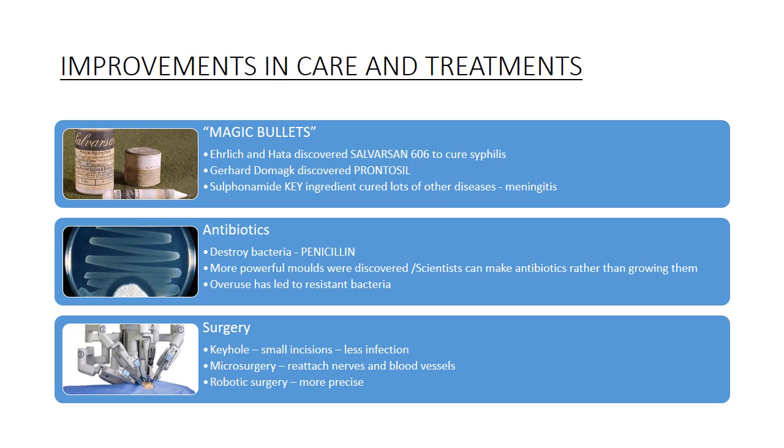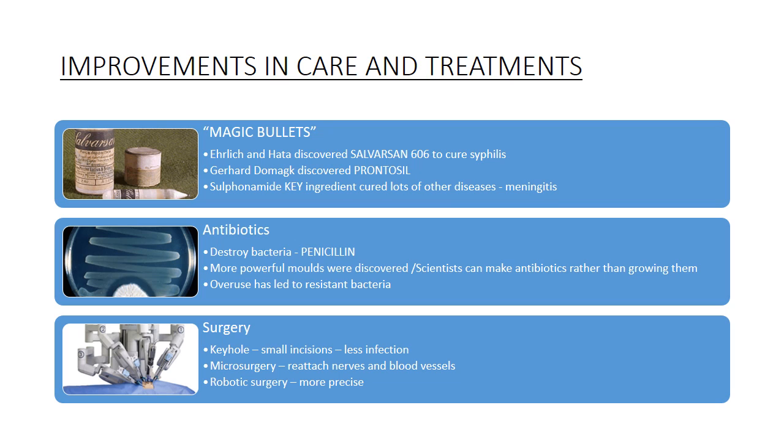Also going to look at antibiotics. The most famous example is penicillin, which effectively destroys bacteria or reduces its growth, as you can see from that petri dish. Over time, more powerful molds were discovered, and scientists can now make antibiotics rather than having to grow them. The problem with antibiotics is that doctors have been overprescribing, and there are superbacteria these days that are becoming increasingly resistant to antibiotics. So that's a huge concern, that we might have a bacteria that we can no longer use antibiotics to kill.